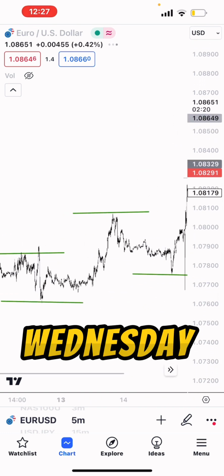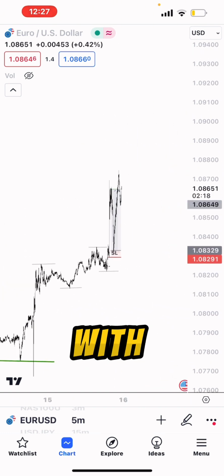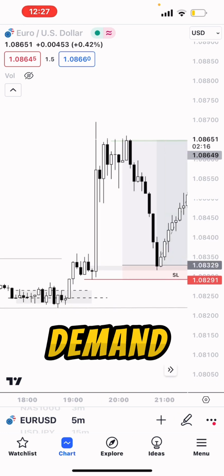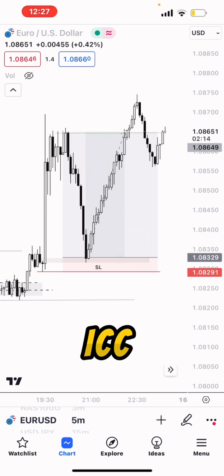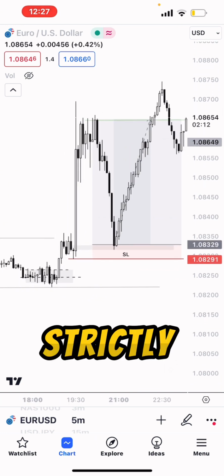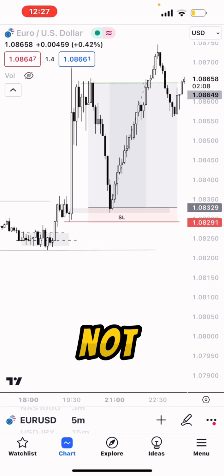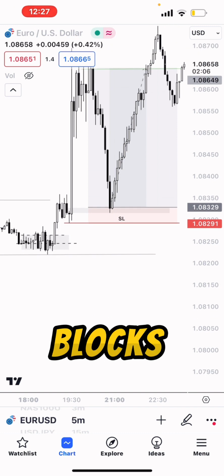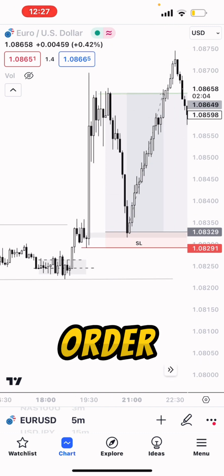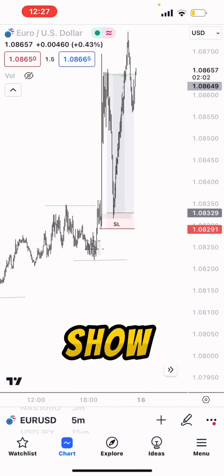Today is Wednesday, and I'm going to go over how I won this trade with EUR/USD, supply and demand, SMC concepts, ICT, whatever you want to call it. I strictly trade gaps and order blocks specifically, and not ICT order blocks. I trade Wyckoff order blocks specifically. But let me show you guys what I did.